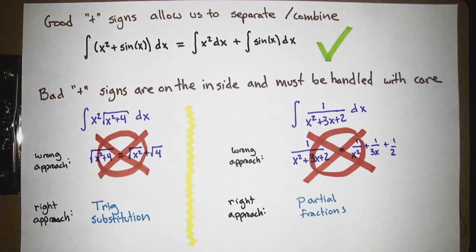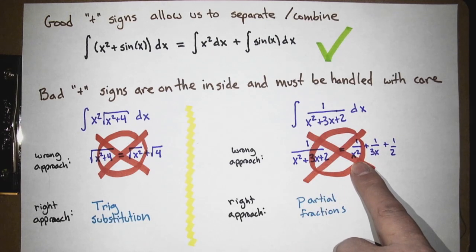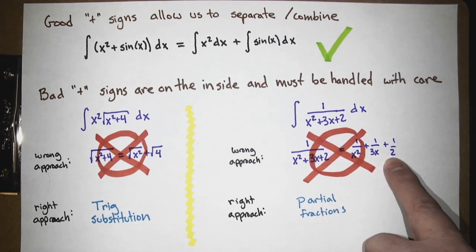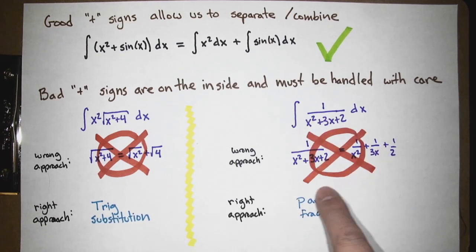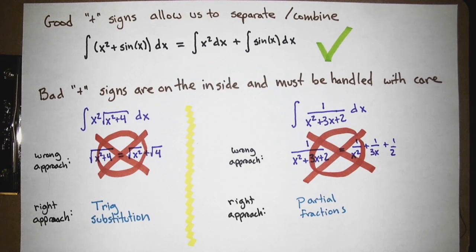Now, what's the other case? Well, we have a plus sign downstairs, and some people are tempted to say, 1 over x squared plus 3x plus 2, it's 1 over x squared plus 1 over 3x plus 1 over 2. And again, notice, this is indicating don't do that, because addition and division do not mix that way. You have to be careful.